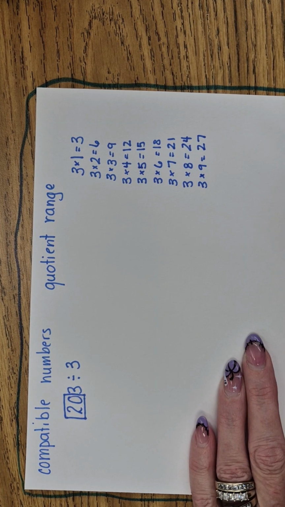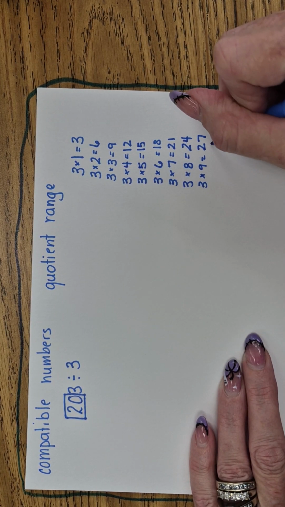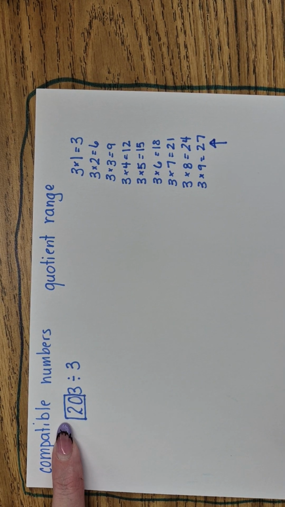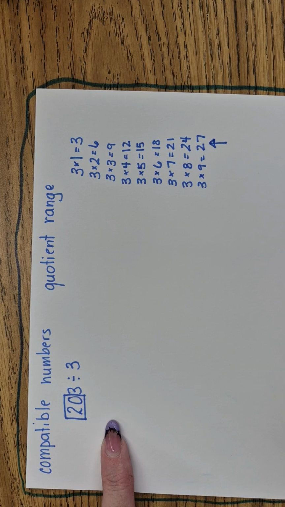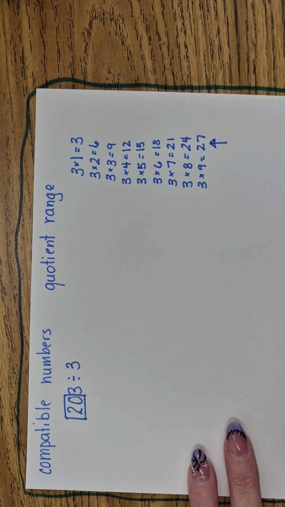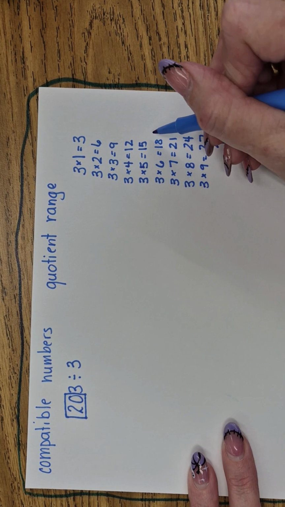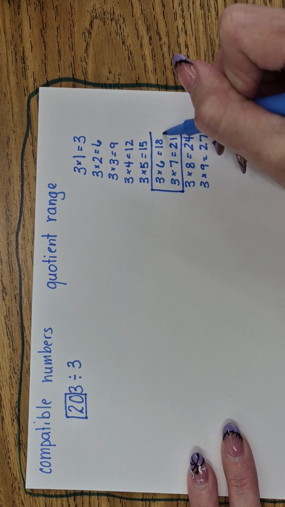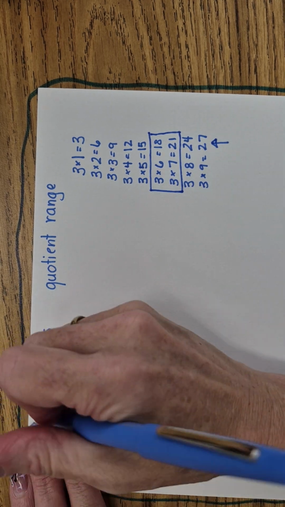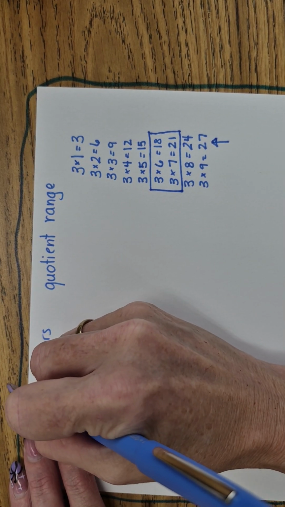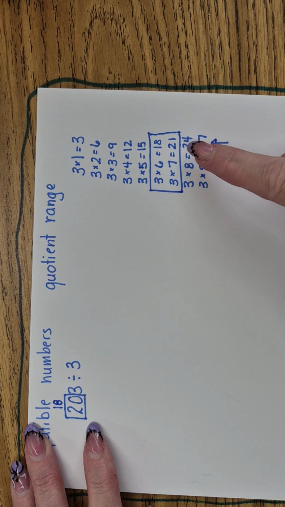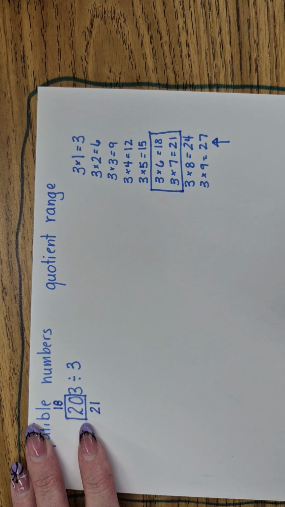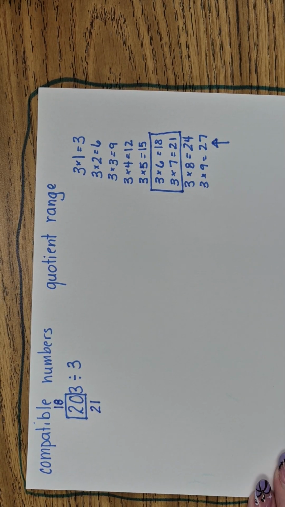We're going to look at our multiplication tables and look at the multiples and see which multiple is just below 20 or just less than 20 and the multiple that is just above 20. So when I look at my multiplication facts, the multiple that falls just less than 20 is going to be 18. And the multiple that falls just greater than 20 is 21. Okay, so those are our compatible numbers.